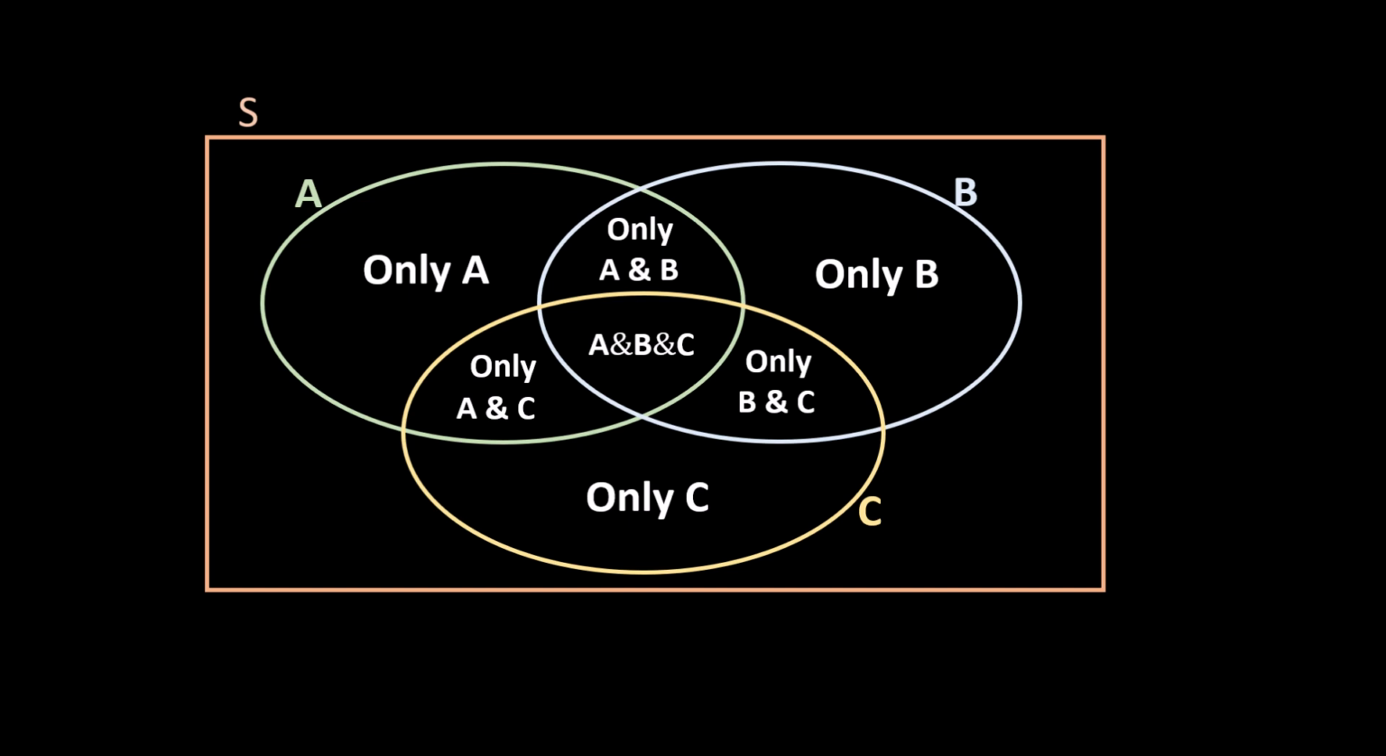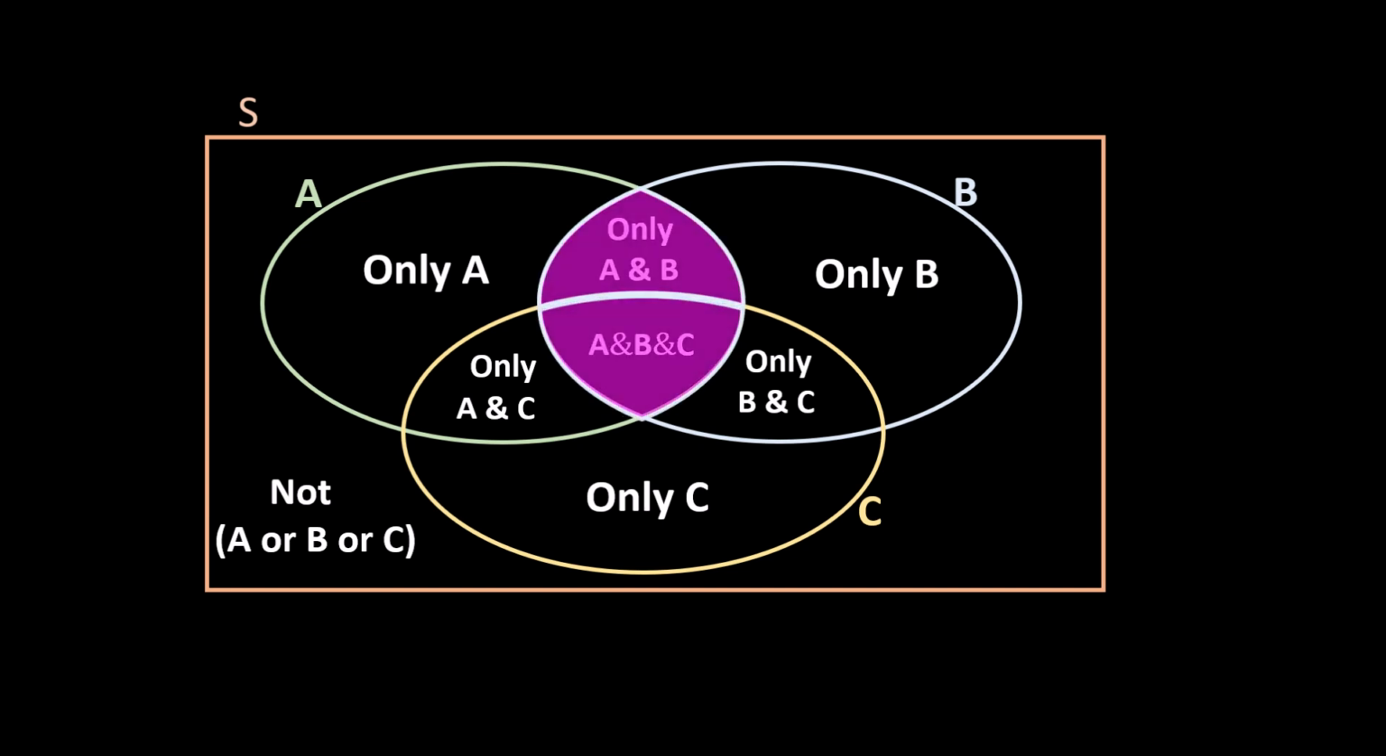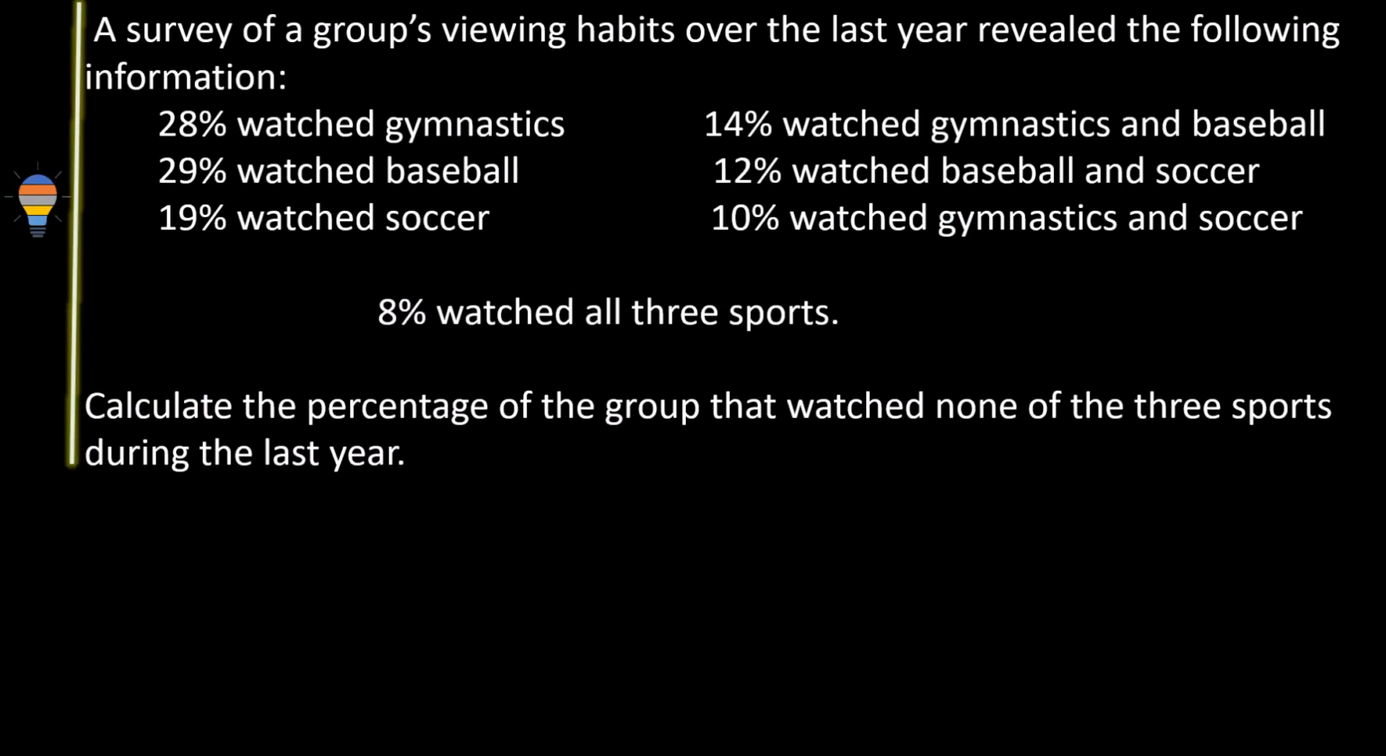Now how about the region out of the circles? That is not A or B or C. Then how about this region? That is A and B. The region A and B includes 2 regions: only A and B, and the A and B and C region. Right. Now let me explain the example.